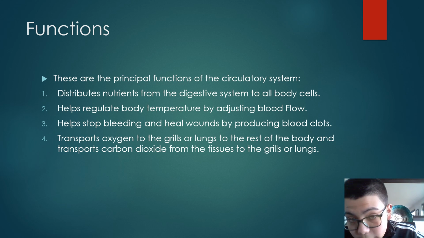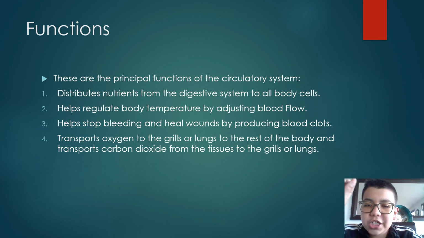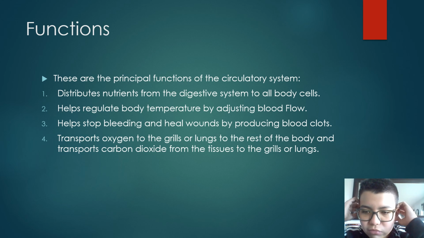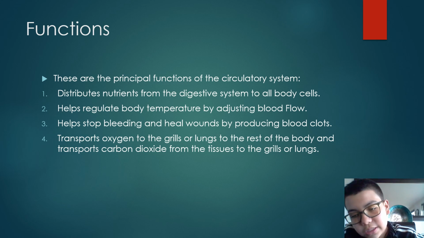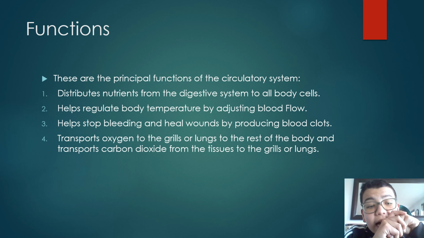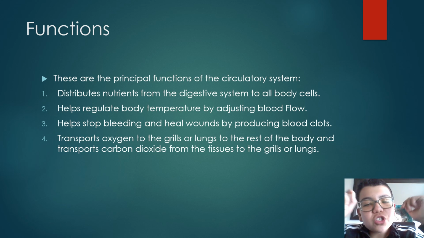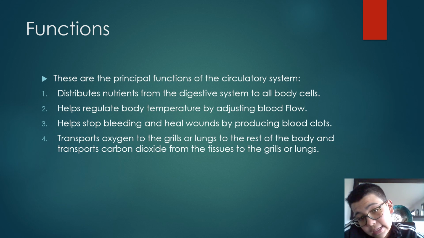Another function: the circulatory system also helps regulate body temperature by adjusting blood flow. Third, the circulatory system helps stop bleeding and heal wounds, all of this by producing blood clots. And the fourth and last one: it transports oxygen from the gills or the lungs to the rest of the body, and transports carbon dioxide from the tissues to the gills or the lungs.